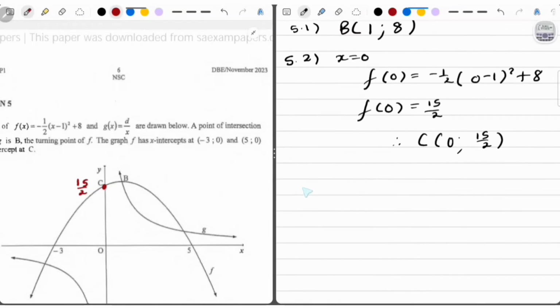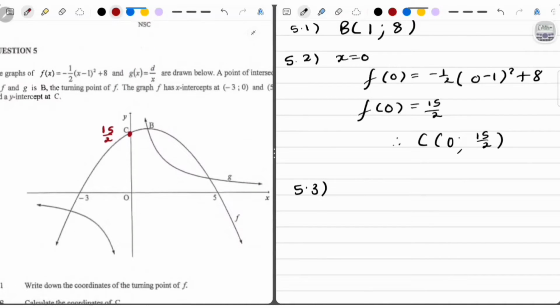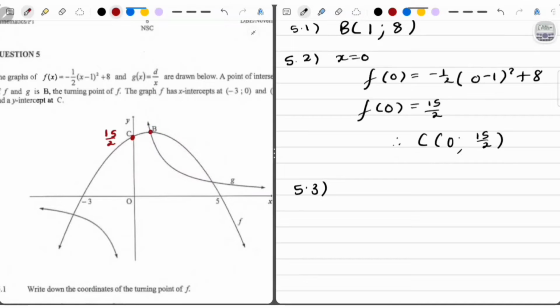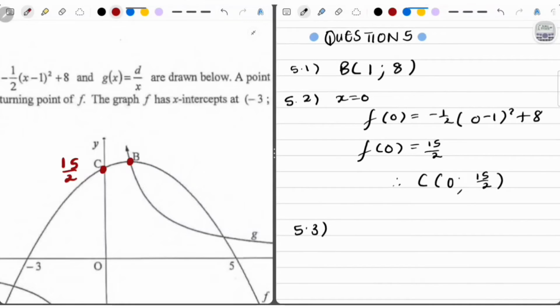Let's think about how we can calculate the value of d. Remember, it's just d over x, meaning if you have a point, you can substitute it in place of x and y, and then d will be remaining and you'll be able to solve for d. So we just need to find at least one point that lies on that graph of g, the hyperbola. Do we have a point that lies on it? Yes, we have B. B is the point of intersection between the parabola and the hyperbola, okay? And the coordinates of that was 1 and 8.